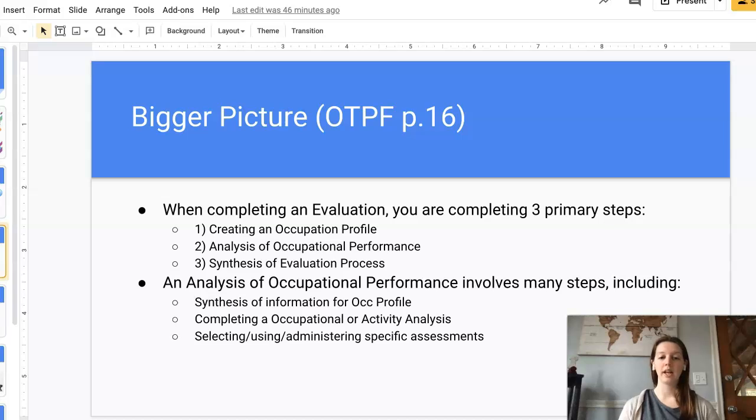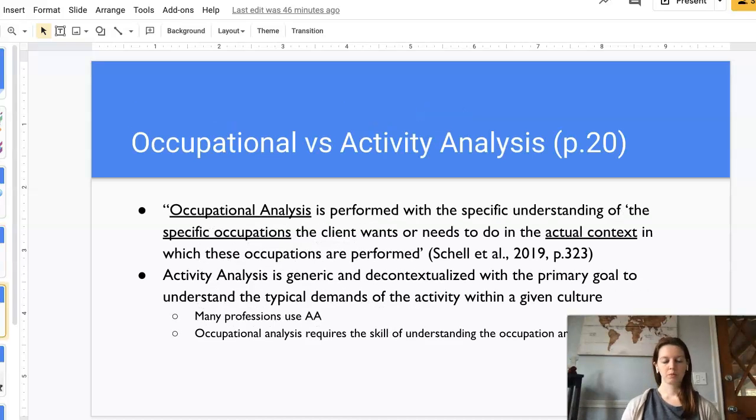Now you see in that bullet, it says completing occupational or activity analysis. So what's the difference? So when we're talking about an occupational analysis, it is performed with a specific understanding of the specific occupations the client wants or needs to do and the actual context in which the occupations are performed. Okay? The activity analysis is generic and decontextualized, with the primary goal to understand the typical demands of the activity within a given culture.